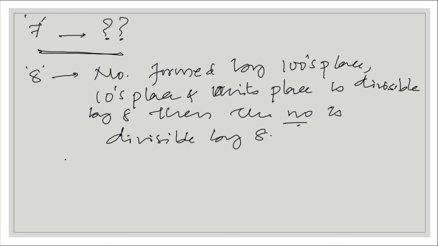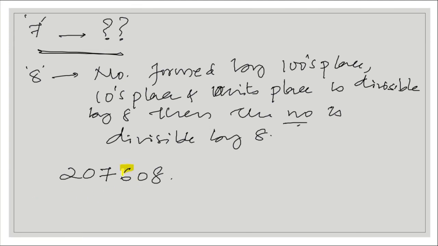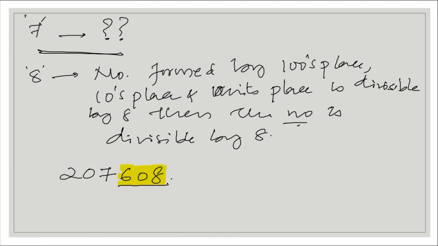Let me see an example. Suppose I have 207608, the number formed by hundreds place 6, tens place 0 and ones place or units place 8. If 608 is divisible by 8, then the number is divisible by 8.